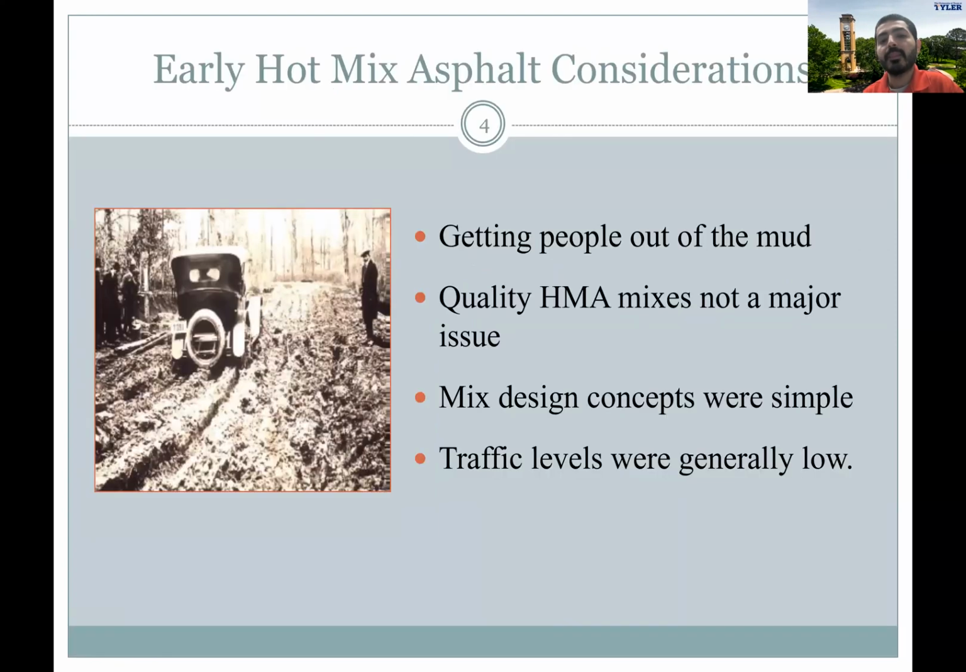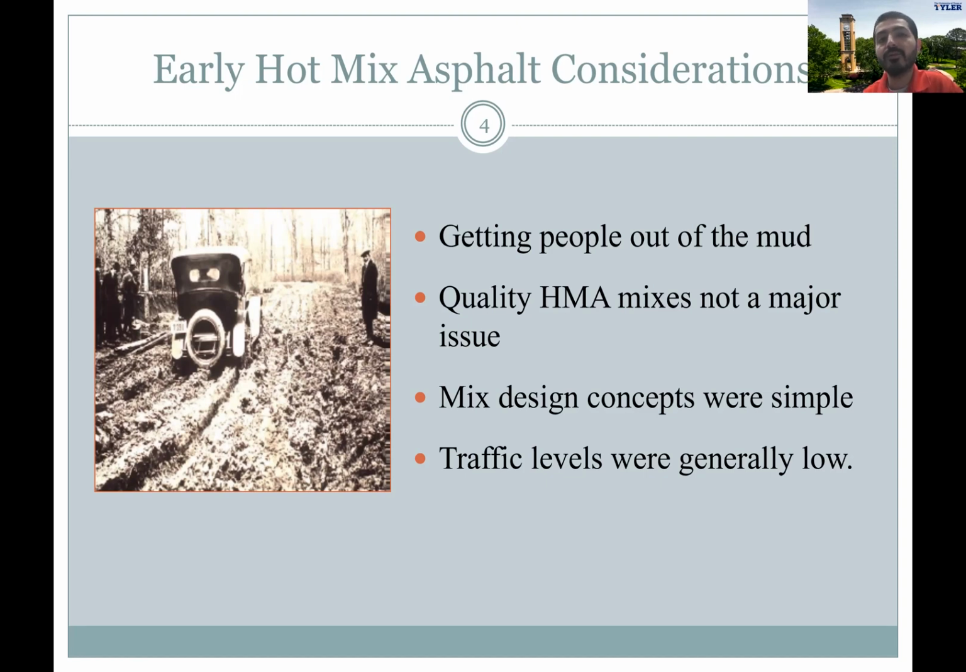Pavements. So back in the days, a little bit of history of hot mix asphalt. Really, the whole reason of having roadways is really to get people out of the mud. The quality of the hot mix asphalt pavement wasn't really a big deal back then. In fact, even mix design concepts were very simple, and people used to pick the same mix design. If it works in Chicago, they would use it in Phoenix, and if it works in Phoenix, they would use it in Dallas, Texas.